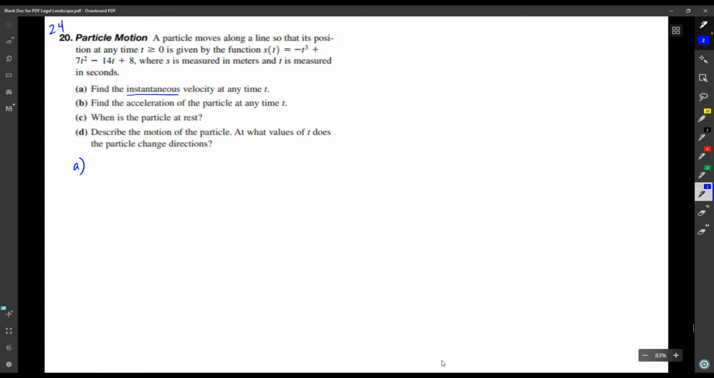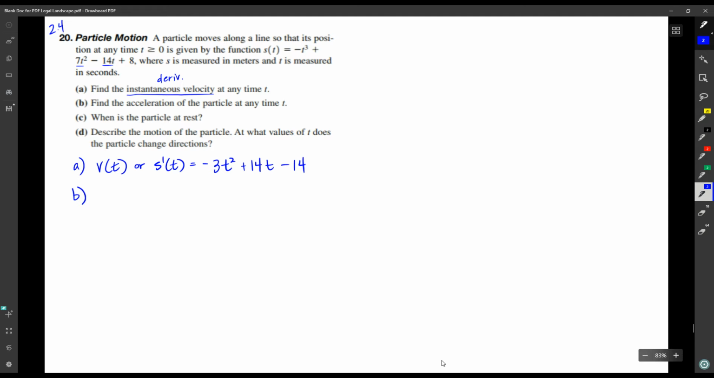We're starting to get in the habit of seeing instantaneous velocity and immediately thinking derivative. So what is the derivative at any time t? They just mean find the general derivative here. So we can label this velocity, or we can label it s prime, the derivative of position. And by the power rule, we get negative 3t squared, and then the derivative of 7t squared would be plus 14t. The derivative of minus 14t is minus 14, and the derivative of 8 is 0. So part A is done.